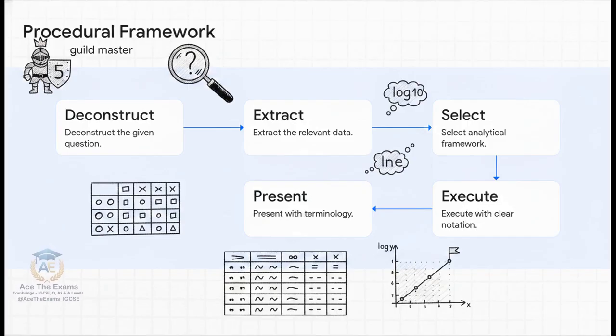Here's a massive pro tip. If the equation given involves e, the natural logarithm, ln, is your absolute best weapon. Use it. Step 4, execute with clear notation. When you calculate your new transform table values, write them down to at least 3 significant figures. Don't round too early. Step 5, present with correct terminology. When you actually draw that graph, your axes must be clearly labeled with your new transform variables. You're plotting log y against x, or log y against log x, not just the old y and x. If you label them wrong, you lose the format mark.